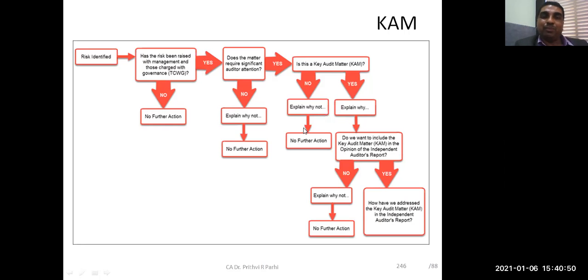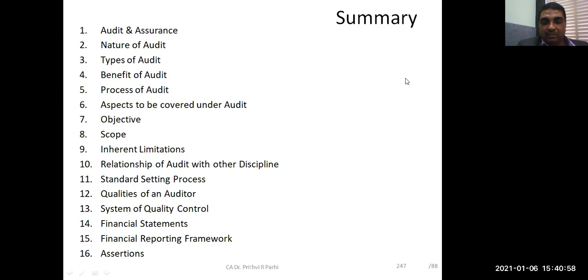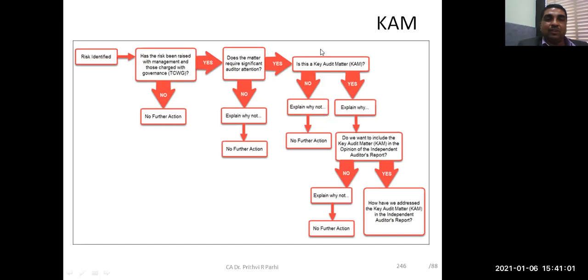Now the point here is that first the auditor has to judge whether it is a key audit matter or not. If the auditor feels the matter is quite significant, and the auditor's professional judgment and professional experience says this is a key audit matter, then the auditor needs to include it in the audit report, and also explain how these key matters were addressed in his audit.